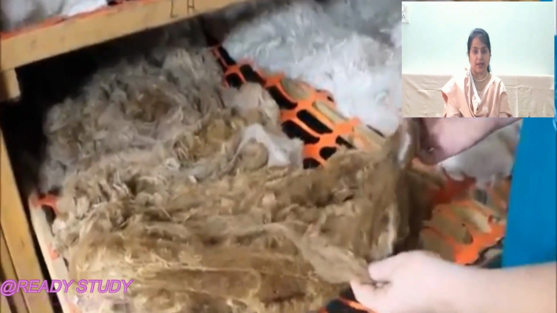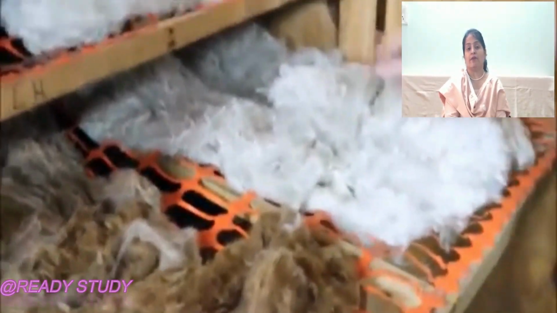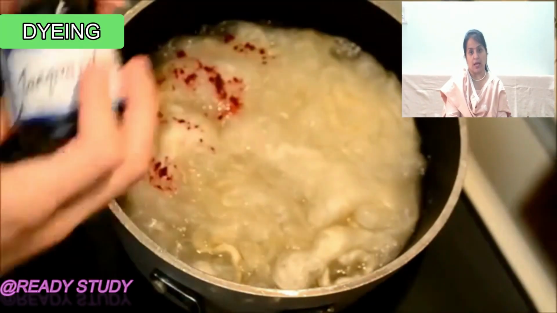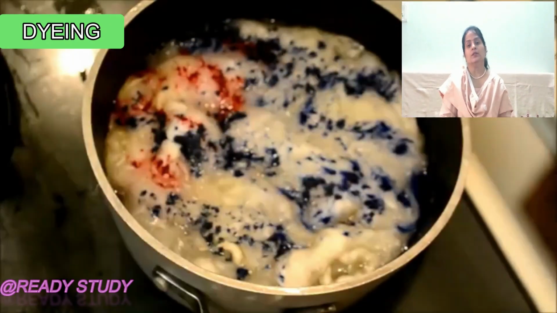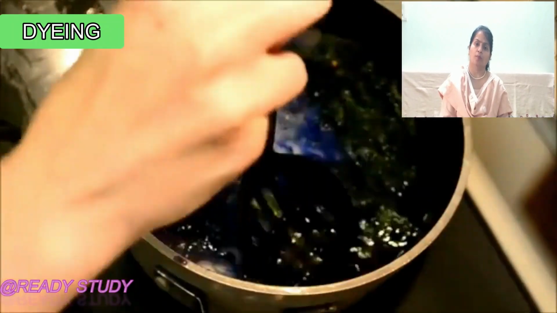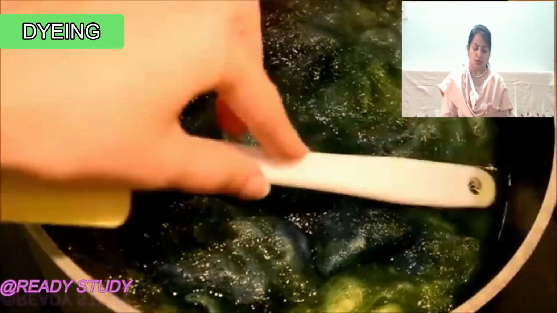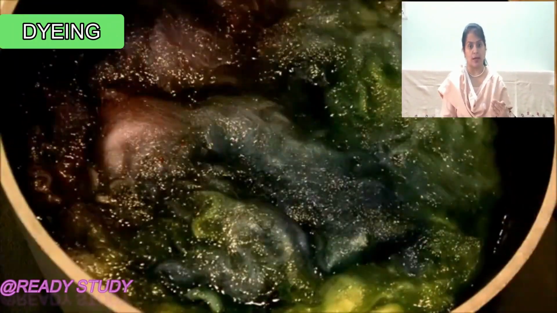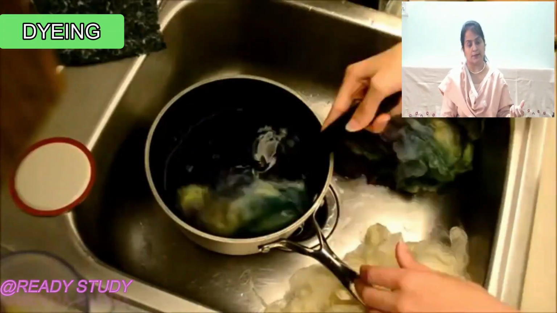Our next step, that is step number 4, is dyeing. D-Y-E-I-N-G. Dye means to color. Actually, the natural fleece is white, brown or black in color. So after sorting, it can be dyed in various colors.